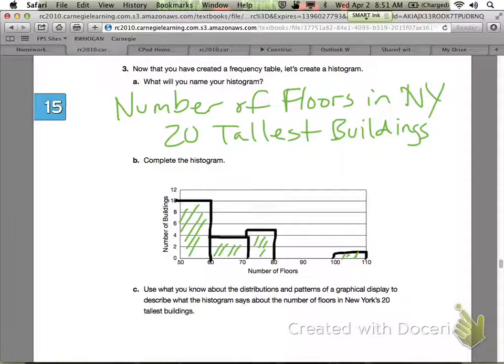Okay, again, like I said, for letter A, the number of floors in New York City's 20 tallest buildings is going to be the title of our histogram. If you look at letter B then, your axes are labeled. Your x-axis is the number of floors. Your y-axis is the number of buildings. Again, those intervals represent the height of the bars, which is the number of buildings. We have for the 50 to 60 bin 10. For the 60 to 70, we have 4. For the 70 to 80, we have 5. And for the 100 to 110, we have 1. Everything based off of your frequency table.